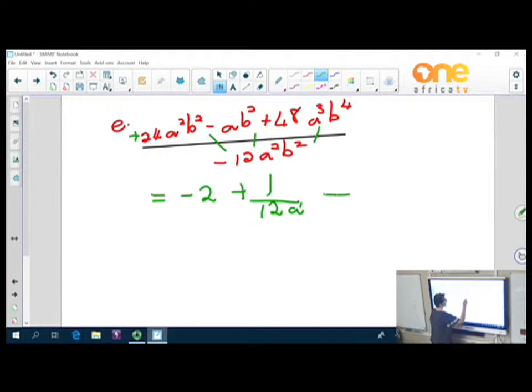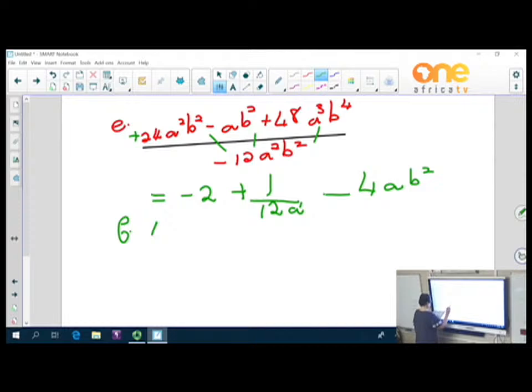The last one, a positive divided by a negative is a negative. 4, subtracting my indices, ab squared. There's my answer. And the next one, number f.